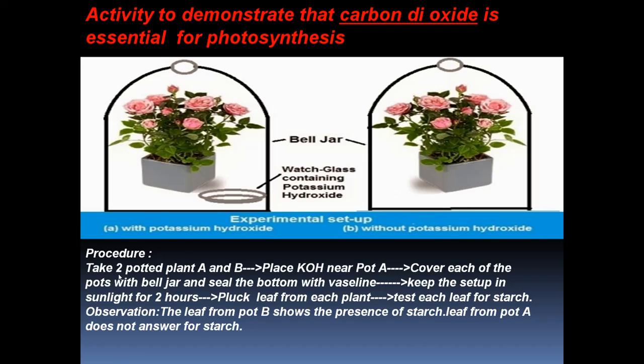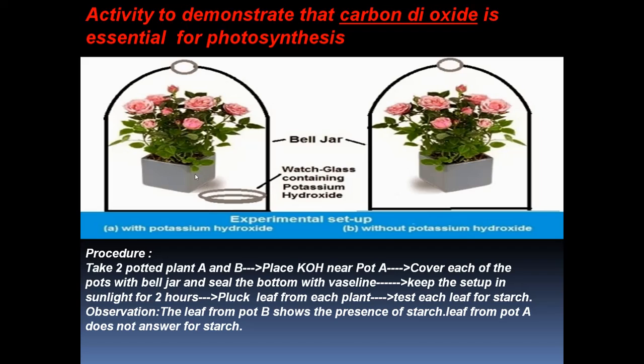Once again, let us recall, we have taken two potted plants, A and B. Place KOH near pot A. Cover each of the pots with a bell jar and seal the bottom with Vaseline. Keep the setup in sunlight for 2 hours. We have kept this setup for 2 hours in sunlight.